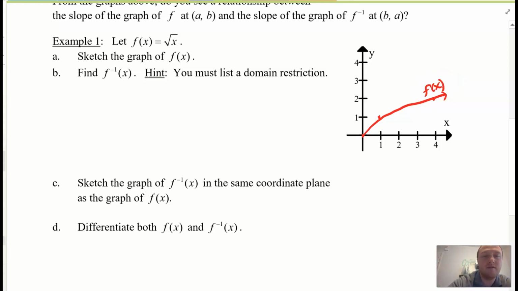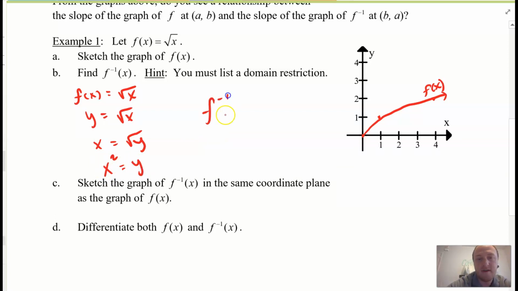Okay, so if f of x is equal to root x, I'm going to make this multivariable. So y is equal to the root of x, and I'll switch x and y. And then I'm going to go ahead and solve for y. So lo and behold, our function f inverse of x is equal to x squared. And it says, note, you must list a domain restriction. So for our inverse function, what's our domain? Well, x must be greater than or equal to 0. Okay, so there's our inverse function.